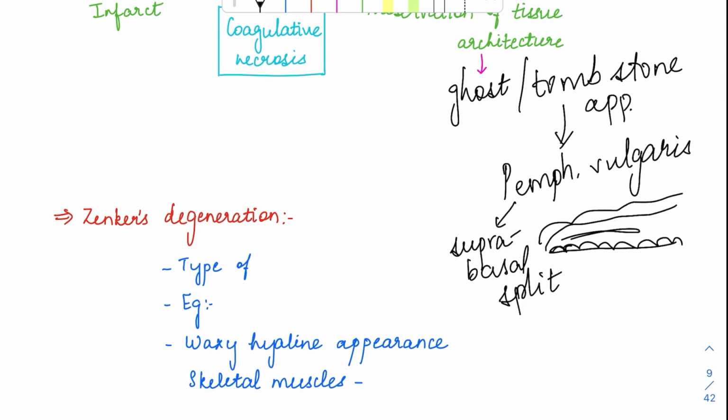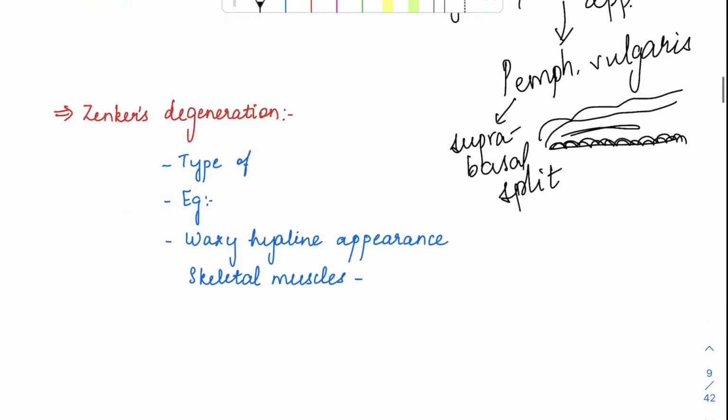So when this split is there and the basal layers are still lining this cleft, it appears as if the cells are arranged like a tombstone. So there again the tombstone appearance is there. So tombstone appearance is present both in pemphigus vulgaris and also in coagulative necrosis.